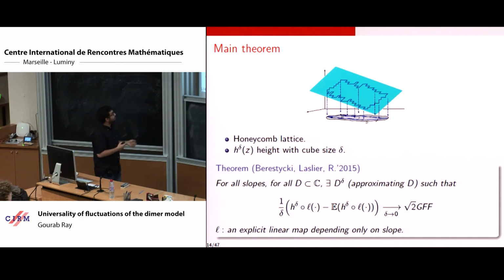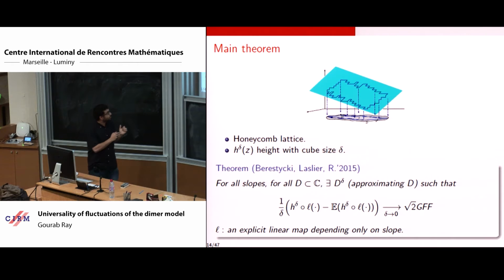So you take the honeycomb lattice, you take cubes of size delta, and then for all slopes, I can find an approximating sequence of domains like that, which approximates the slope and the projection onto the floor. Subtract the expectation of the height function, there is a mysterious L here. I'm going to tell you about it a bit later. Ignore it for now. So the height function, when you subtract the expectation, it converges to some square root 2 times a GFF. So the square root 2 has an interpretation. I will tell you later in the talk.